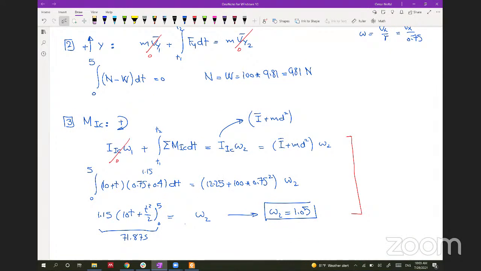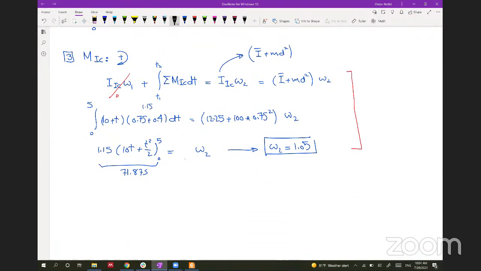Does anybody have any questions on this problem? Okay, so let's solve a problem that has 2 bodies. Example 2.